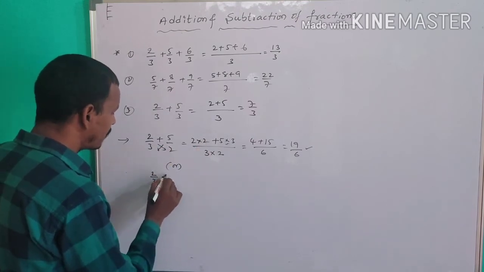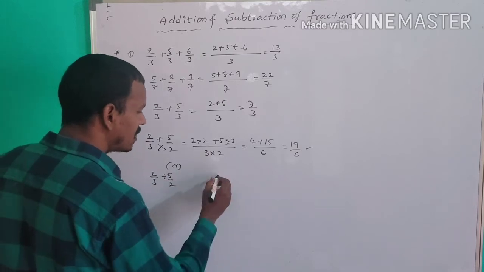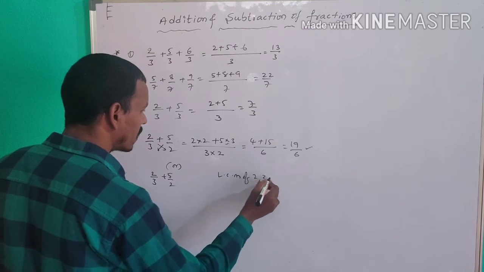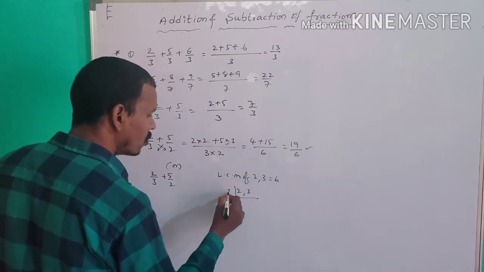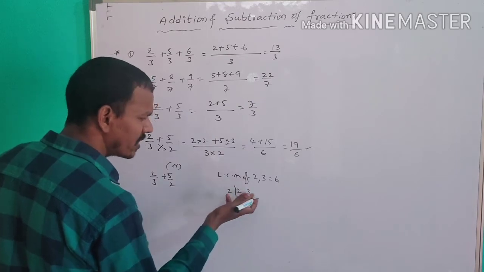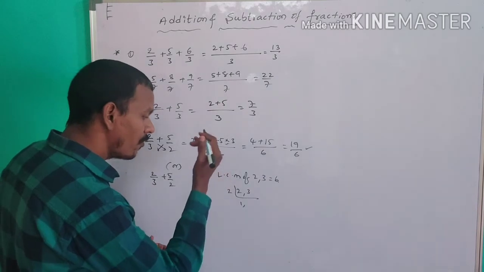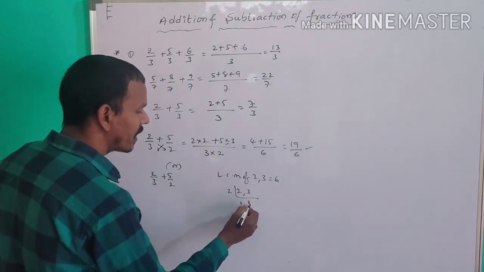2 by 3 plus 5 by 2. So the LCM of 2 comma 3 is equal to 6. How is it? 2 table, 2 ones are 2. Both are not going in the same table, that's why we should directly multiply. Otherwise, if you follow the process, 2 ones are 2, and 3 is not going.